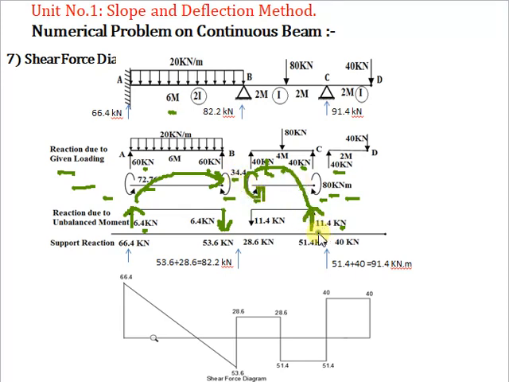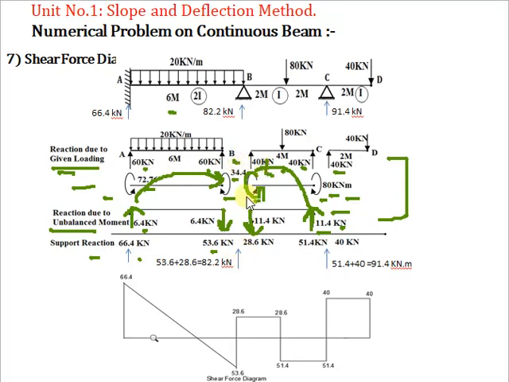Now once this arrow is shown up at the far end, the same magnitude of shear force you have to show, and the arrow you have to draw in the downward direction, opposite to this. So the magnitude remains the same, 11.4 kilonewton. Now you have to add the reaction due to loading and the reaction due to unbalanced moment. So 60 kilonewton plus 6.4 becomes 66.4 kilonewton in the upward direction. Then 60 kilonewton minus 6.4 becomes 53.6 kilonewton.